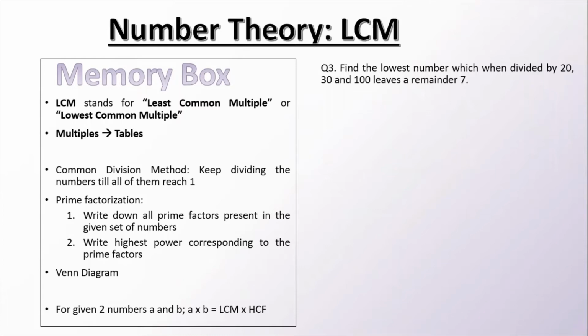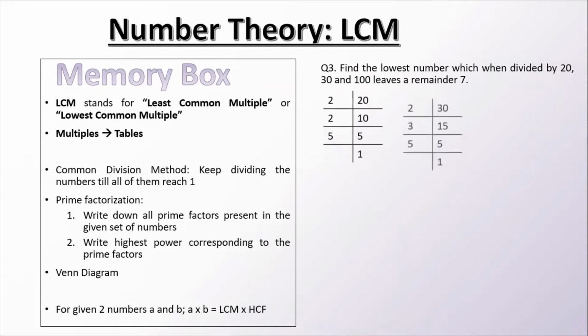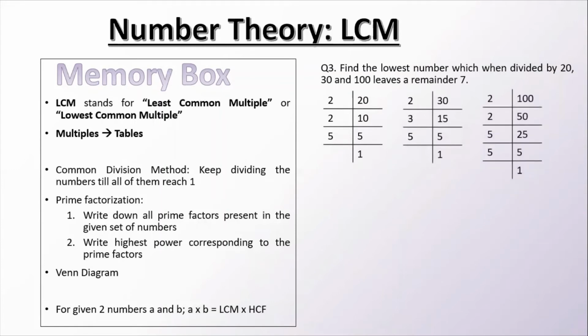In prime factorization method, the first step requires me to find prime factors of the given numbers, which is 20, 30 and 100. The prime factors of 20, 30 and 100 can be given as follows. In terms of powers, they can simply be written as follows. 20 can be written as 2 square into 5, 30 can be written as 2 into 3 into 5, and 100 can be written as 2 square into 5 square.